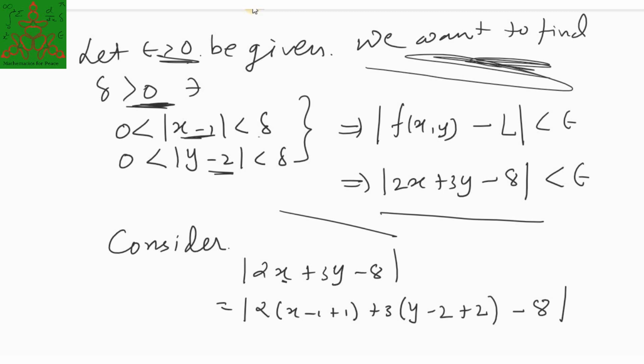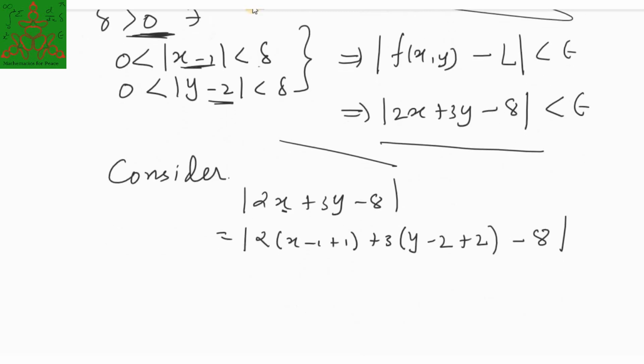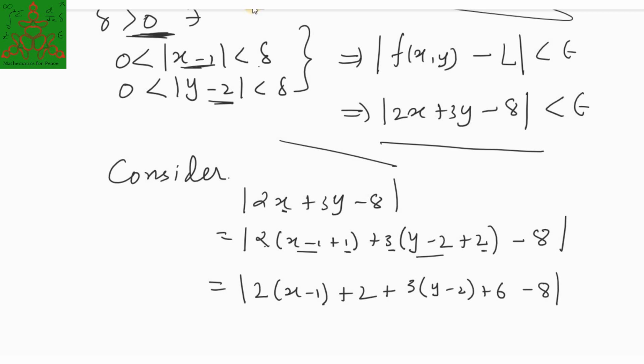So if you can expand these brackets, you can write this as 2 into x minus 1 plus 2, because if you multiply this with 2, you will have this, and if you multiply this 3 with y minus 2, this will be 3 into y minus 2 plus 6 minus 8. Why is this 6? Because this 3 is multiplied to 2. So that will give me 2 plus 6, which is 8, which cancels with this minus 8.